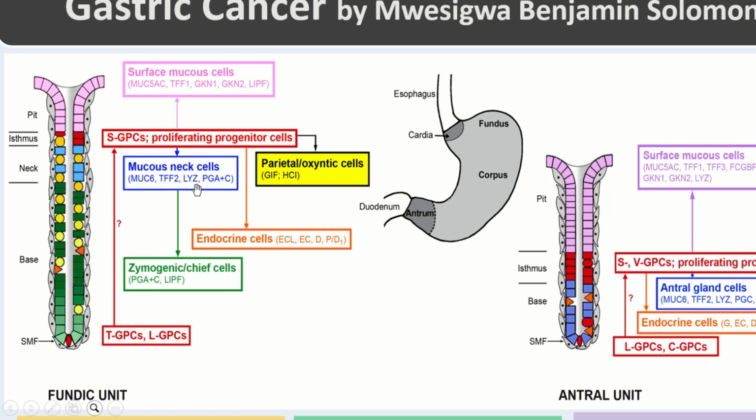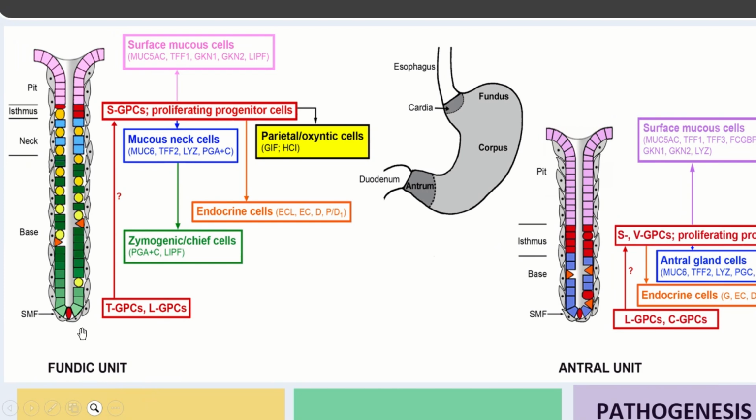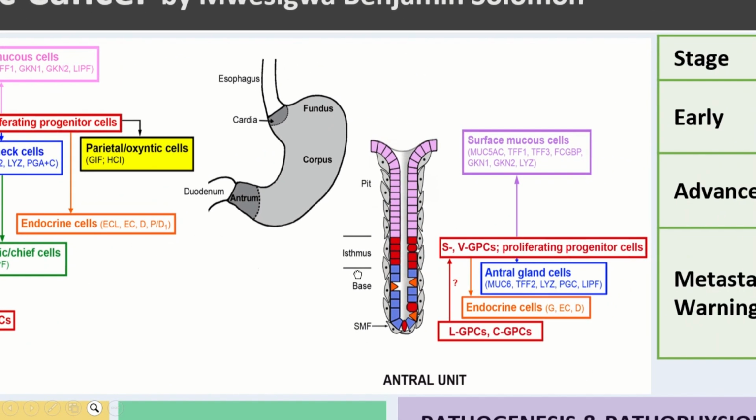These are prostaglandin cells. Then when we look at the parietal or the oxyntic cells, these are cells that produce our hydrochloric acid, and they also produce the intrinsic factor, which can also be called the gastric intrinsic factor. And then the mucus or neck cells, which of course secrete the mucus that lines the stomach and protects us from this corrosive acid. So this is the fundic unit. And when you look at the antral unit, there's a small variation here.